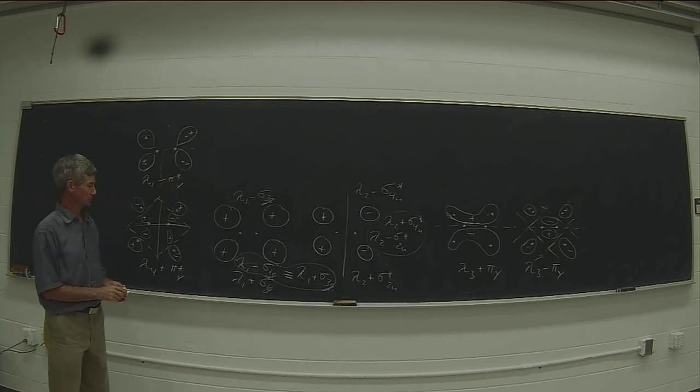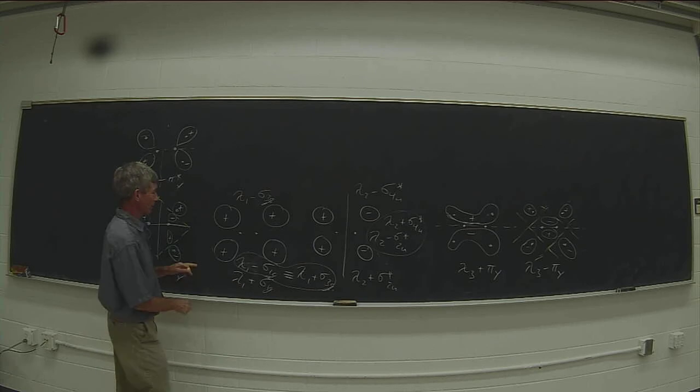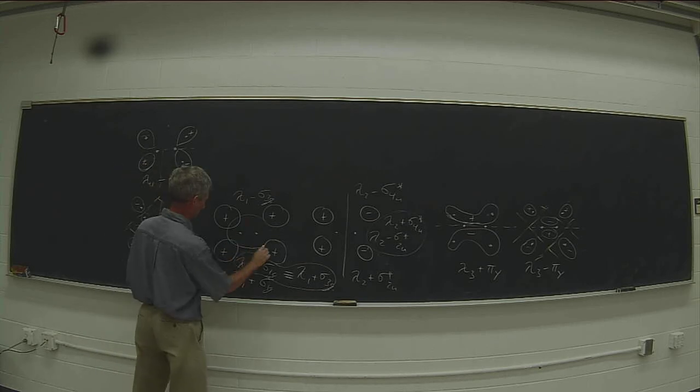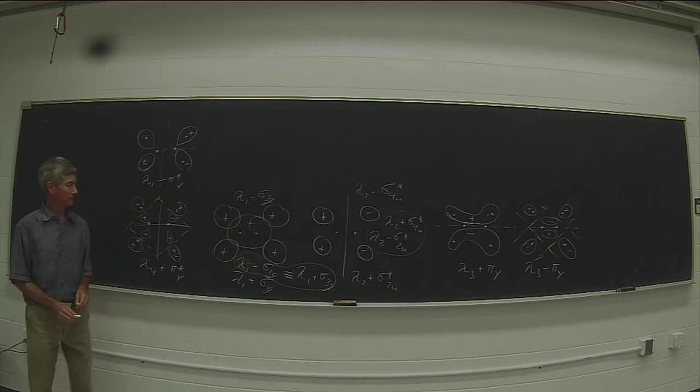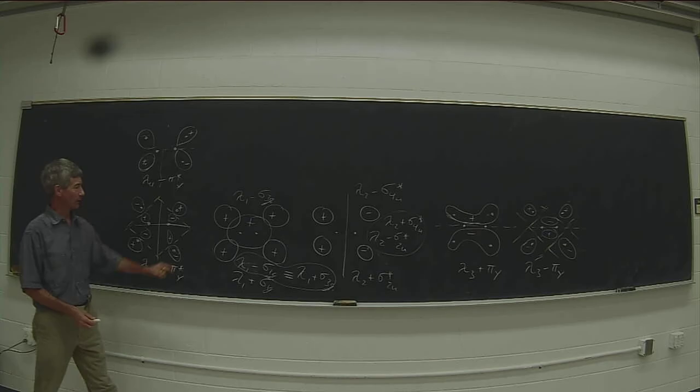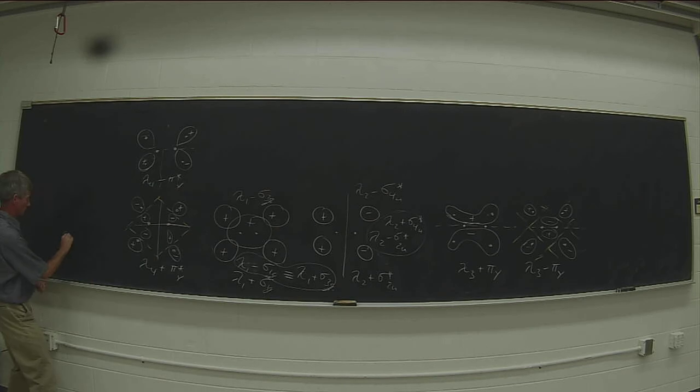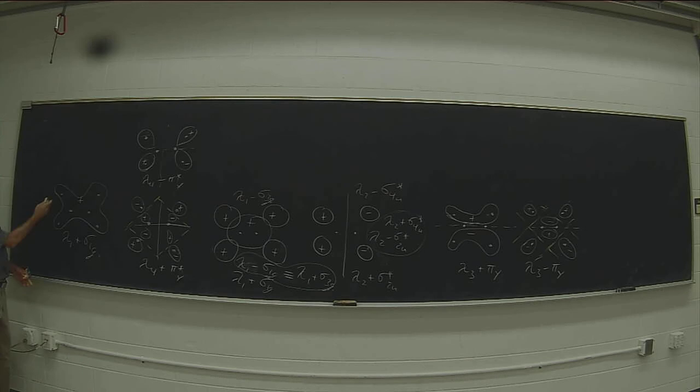So lambda 1 plus sigma 1g looks like that. It's the usual situation where you get an orbital that allows the electrons to extend over all of the atoms of the molecule. Bonding with respect to all of the bonds, the carbon-carbon bond and all of the carbon-hydrogen bonds. This will be the lowest energy orbital.